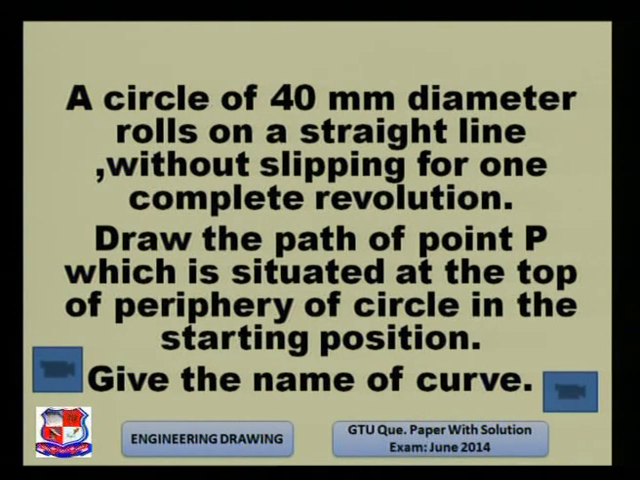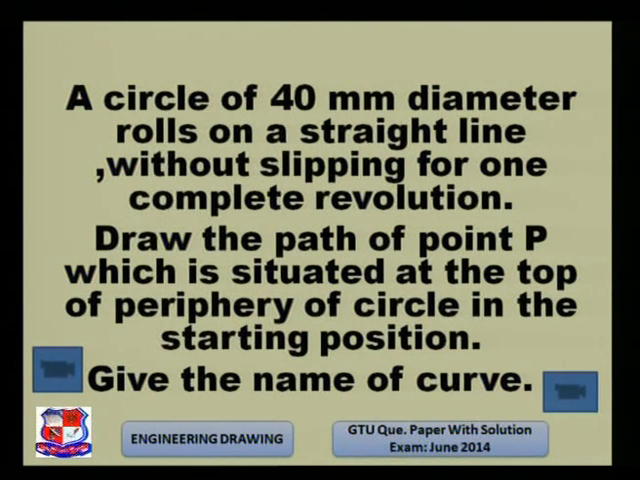The next problem says that a circle of 40 mm diameter rolls on a straight line without slipping for one complete revolution. Draw the path of the point which is situated at the top of the periphery of the circle in the starting position. Give the name of the curve.